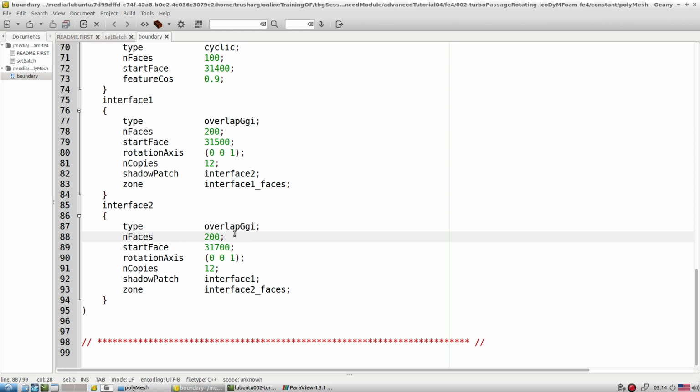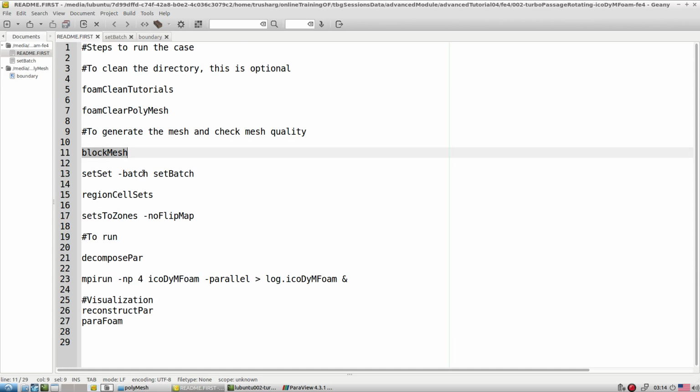So what we did: we first looked at the blockMesh and tried to construct the mesh file. Then we used setBatch to create the interface face sets, then regionCellZone to create a mesh of non-connecting cell sets from the mesh zones. Then we used the set to zone no flip flap option to transfer sets to zones without modifying the face normals or doing any modification in the cell zones or face zones. So that is what we did here, and now we want to run it, but we will try to run it in parallel computing.